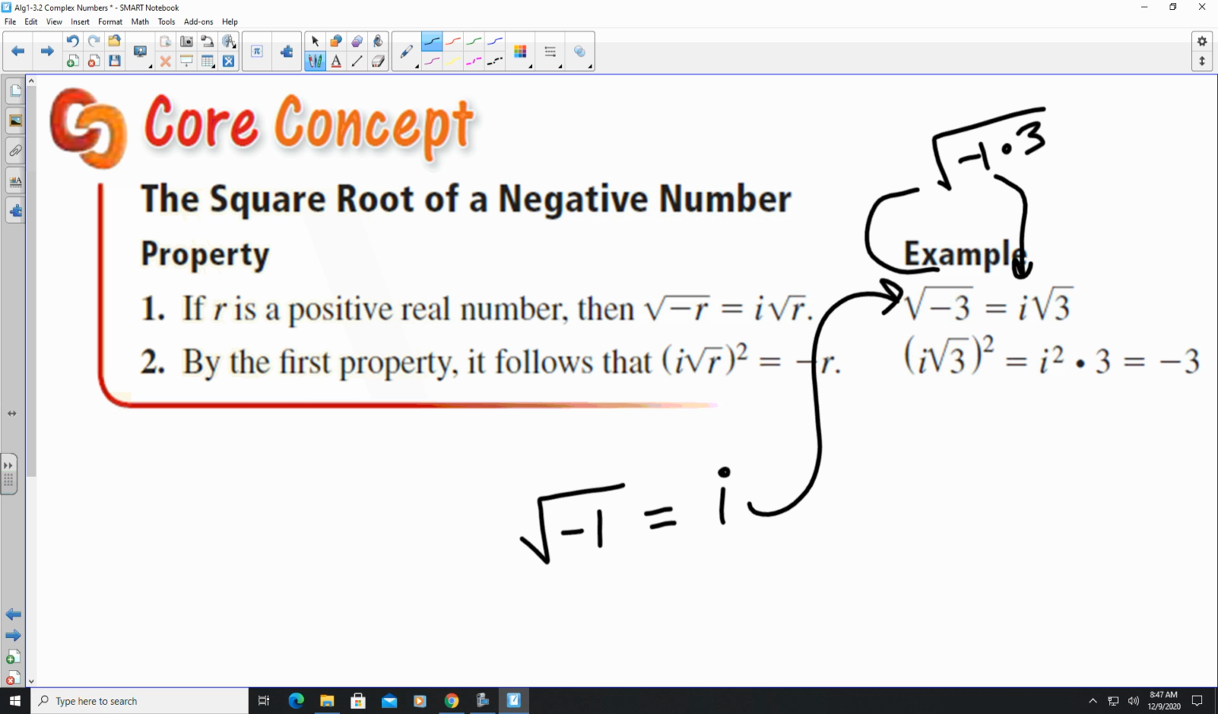Another thing to keep in mind is if you have an i squared anytime throughout a problem, that automatically equals a negative 1. The reason for that is, well, what is i? i is the square root of a negative 1. If I took the square root of a negative 1 and I squared it, it would equal negative 1. So anytime you see an i squared in any equation or expression, you get to immediately change that to a negative 1 and then go about solving it from there.